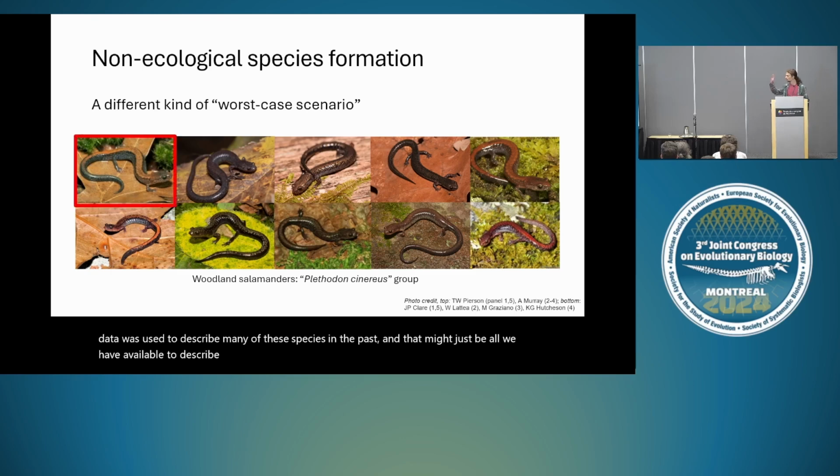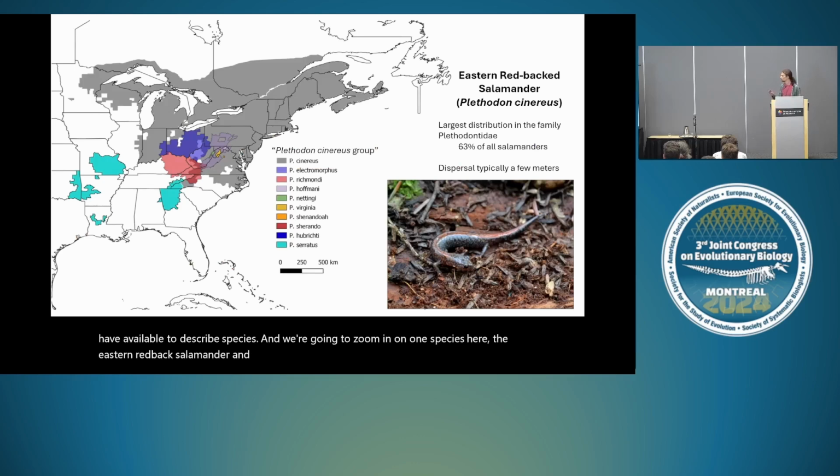And we're going to zoom in on one species here, the eastern redback salamander. The reason we're going to do that is because the eastern redback salamander, Plethodon cinereus, has the largest distribution, not only among its close relatives, not only in the genus, but of the lungless salamanders as a whole. It has the widest distribution. And this is really not trivial because lungless salamanders make up 63% of salamander diversity. So this gray distribution that you can see is as big as it gets for the family.